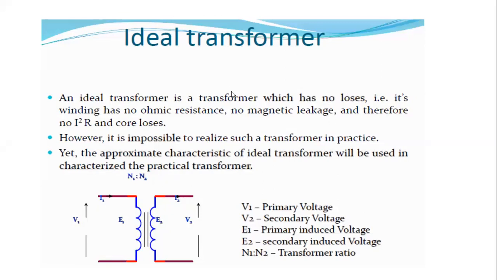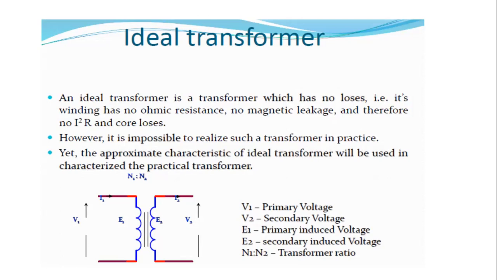Without losses, the output will be equal to the input. An ideal transformer is a transformer which has no losses. If it has no losses, the input is equal to the output. It has no ohmic resistance and no magnetic leakages, and therefore no I square R losses and no core losses. Then the transformer is called the ideal transformer.